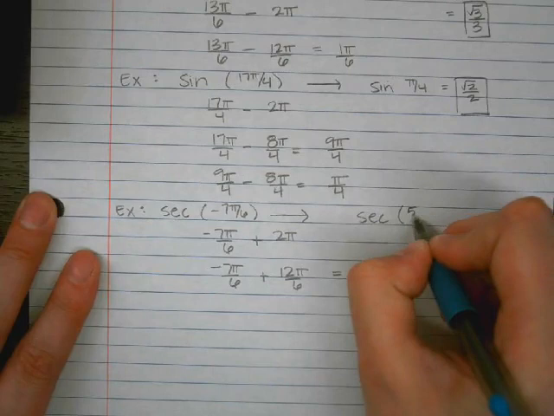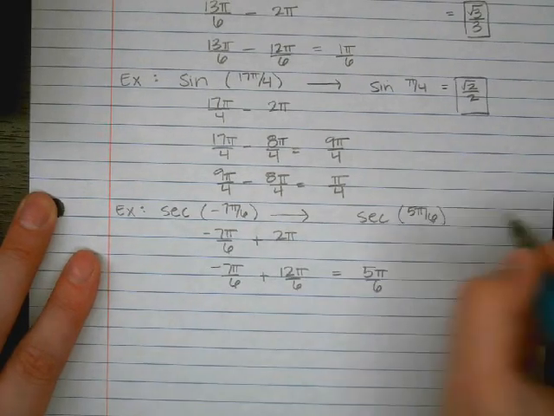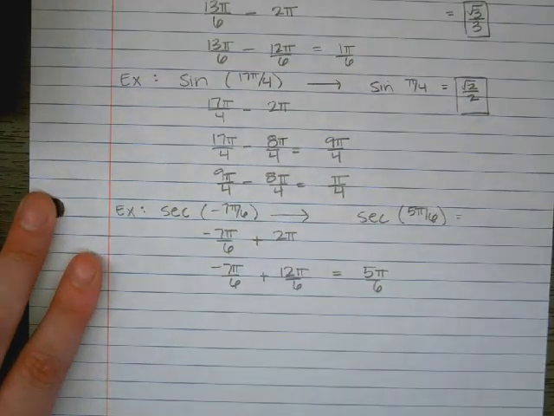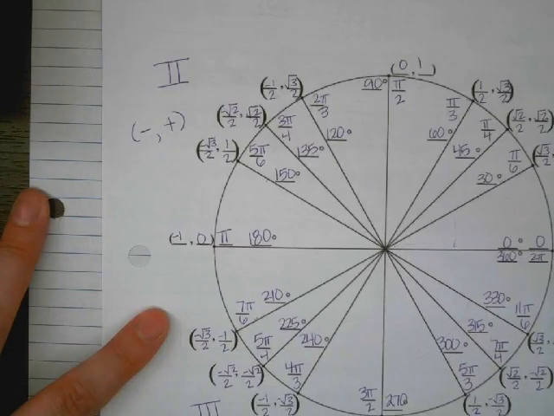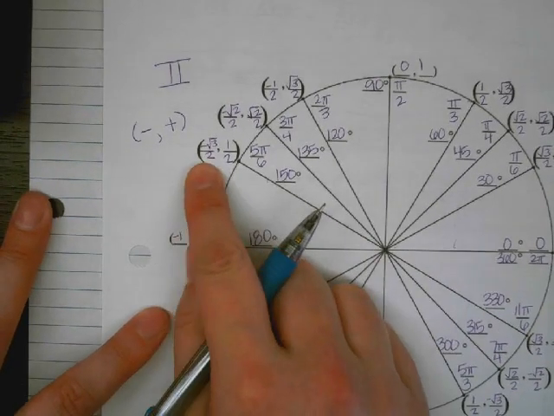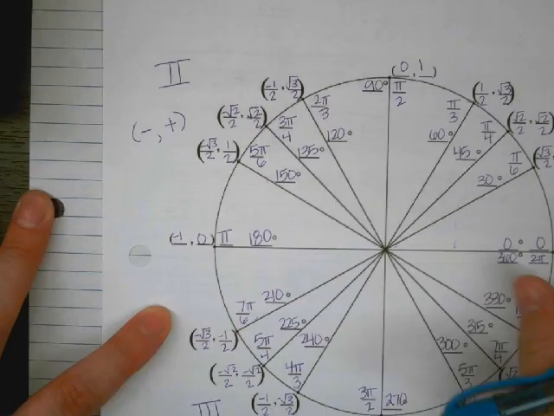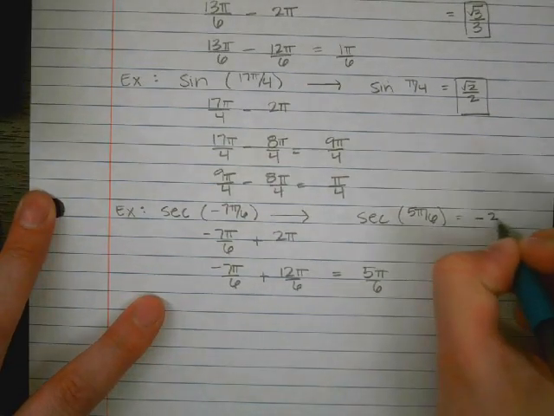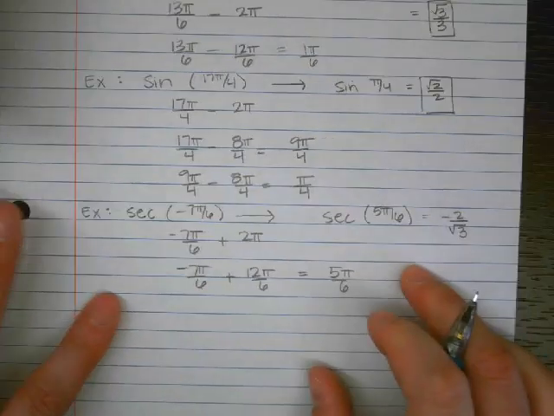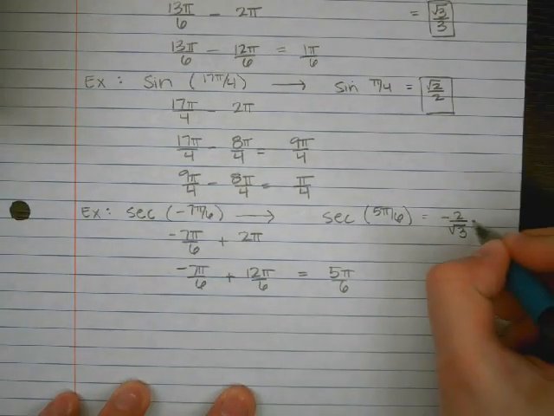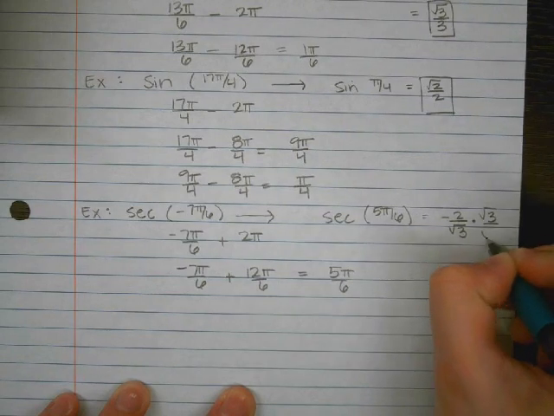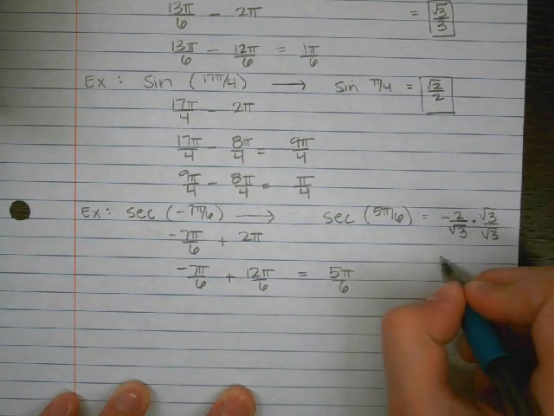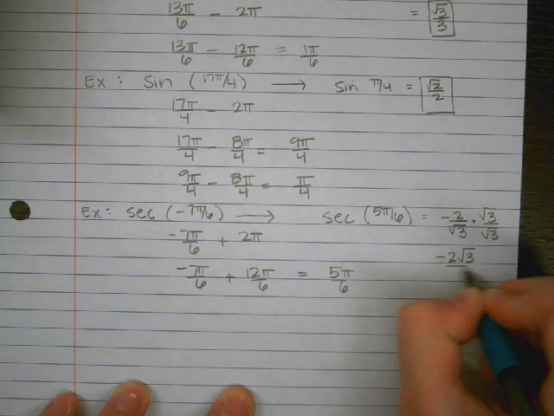So secant of 5 pi over 6 means that I'm looking at 5 pi over 6 on my unit circle. I'm taking the x-coordinate and I'm flipping it. So that's going to be negative 2 over square root of 3. And I do need to rationalize this fraction, so I'm going to multiply by square root of 3 over square root of 3. And that gives me negative 2 square root 3 over 3.